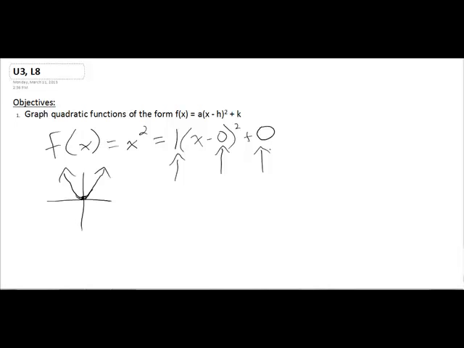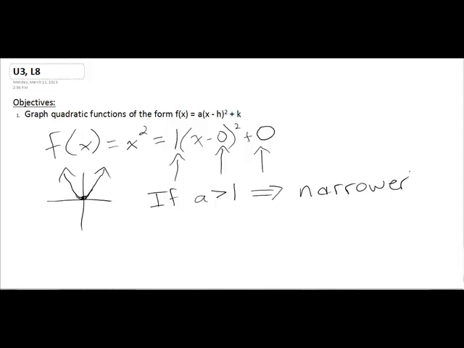Let's start with the a. A is the multiplier. And if you think about your basic form of any quadratic equation, you've got ax squared plus bx plus c. A is going to tell us the shape of the parabola. If a is greater than 1, then the parabola is narrower than this standard parabola I have over here.